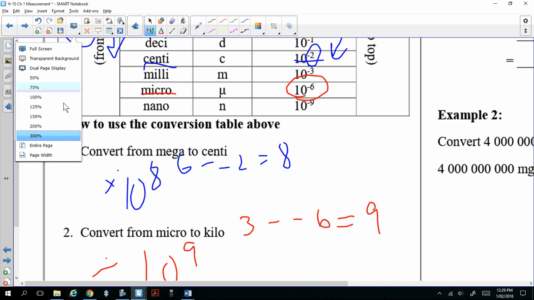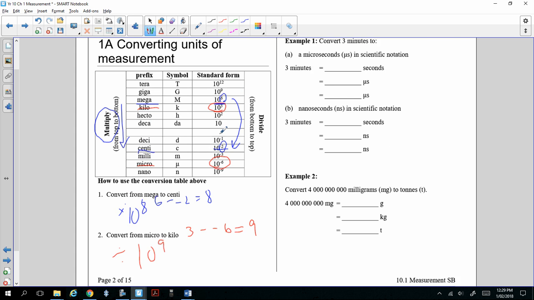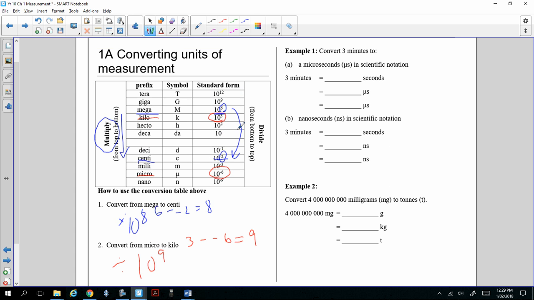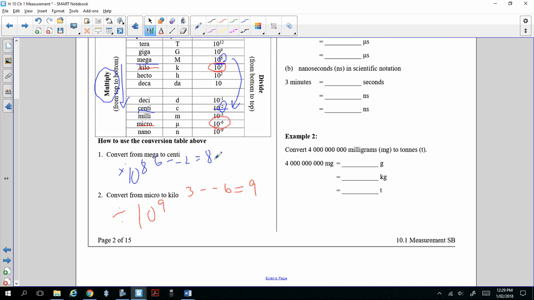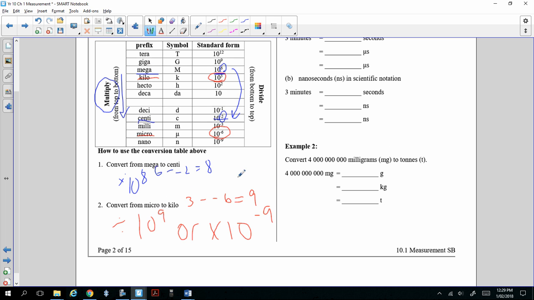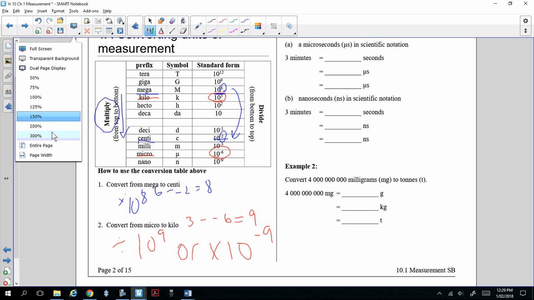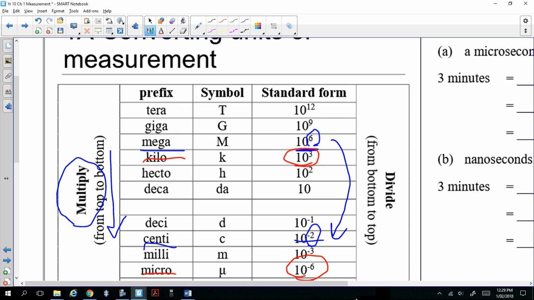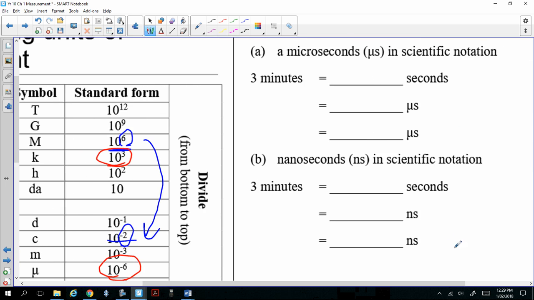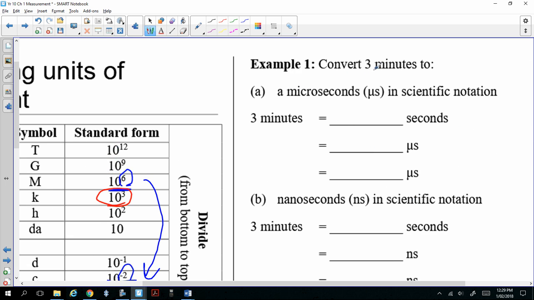Now you know how this table works. Or you can also multiply by 10 to the power of a negative power. They will get the same result. All right, let's look at some questions. The first thing is, we're going to use this table to convert the units. In this question, we're going to convert 3 minutes to microseconds in scientific notation.